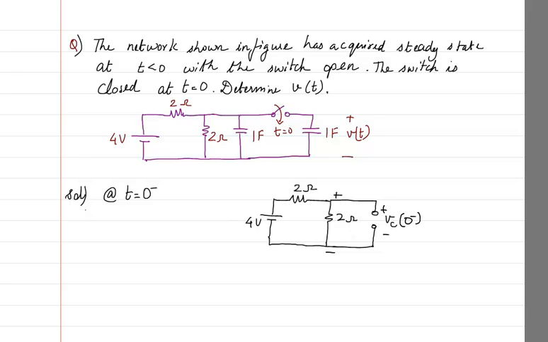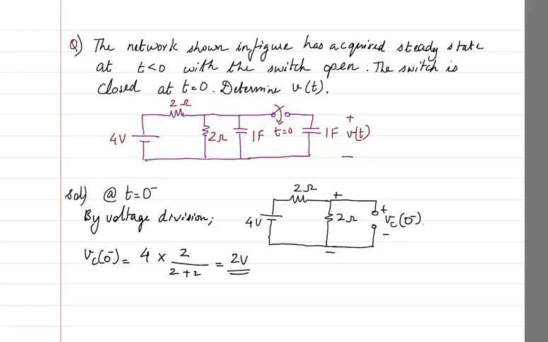And again, by voltage division method, what we are having is Vc of 0 minus is going to be the total voltage, which is 4, multiplied by the resistance across which you want to find out, divided by the total resistance, which is 2 plus 2, which comes out to be 2 volt. Therefore, we have found out this to be equal to 2 volt.